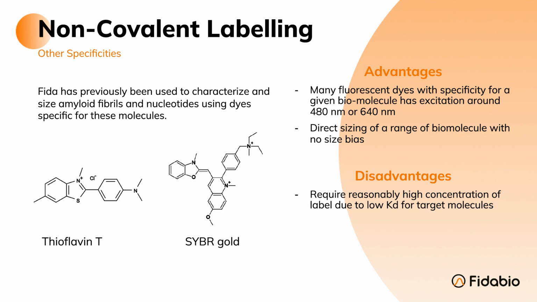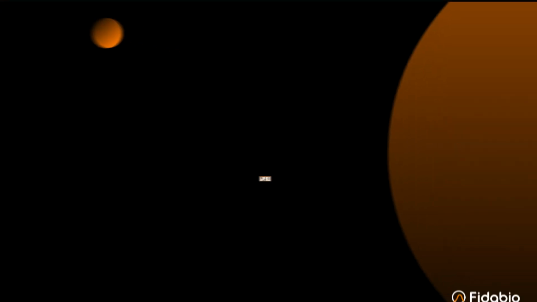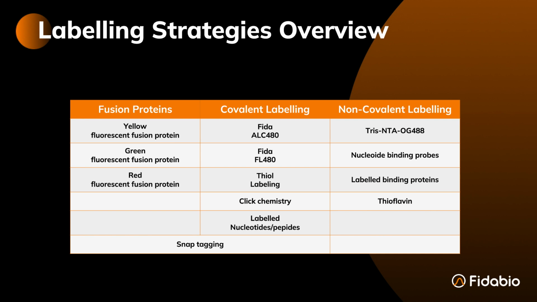The advantage of studying biomolecules this way, using FIDA, is that FIDA has no size bias and will give a more accurate measurement of a real molecule size. The main drawback is that most of the molecular dyes have a relatively low affinity and will need to be used at high concentration. This is your one-stop overview of labeling strategies. We'll be going through all of them in this video.